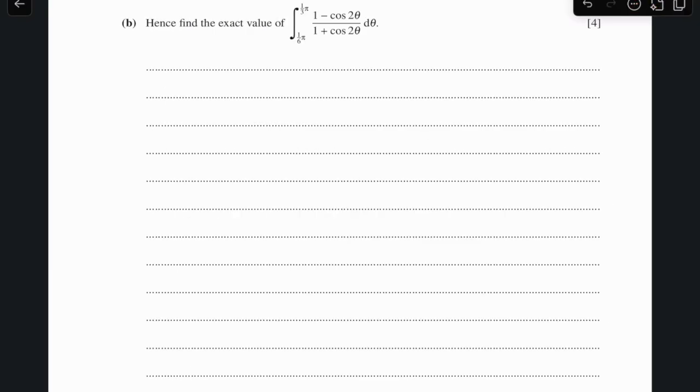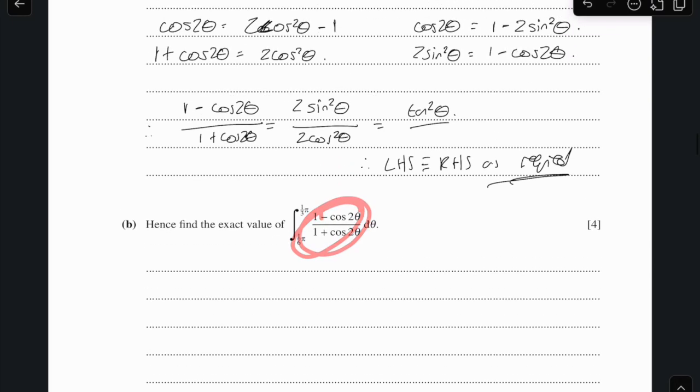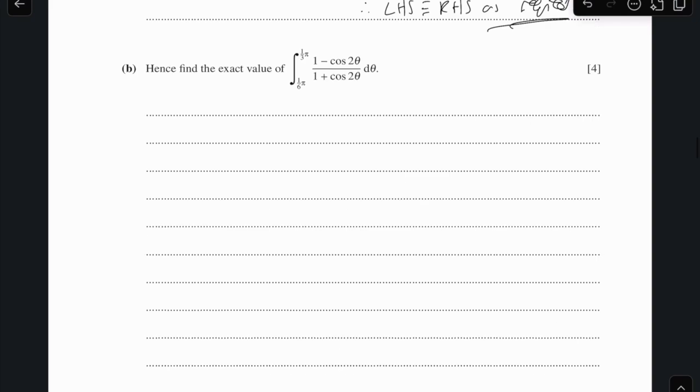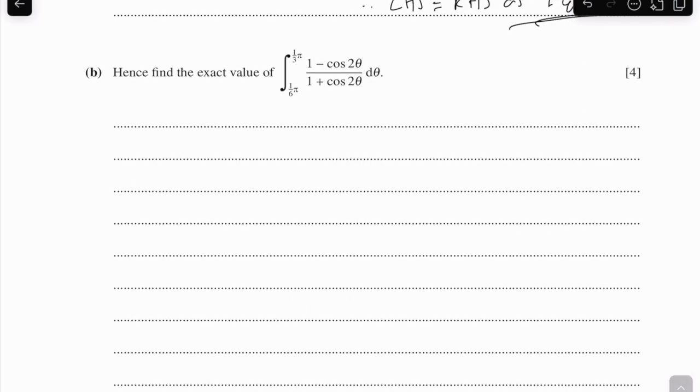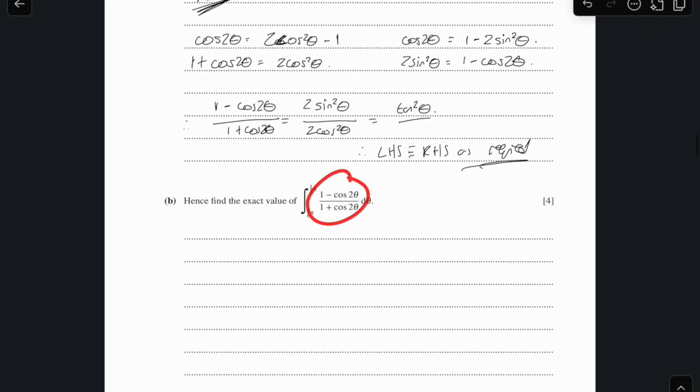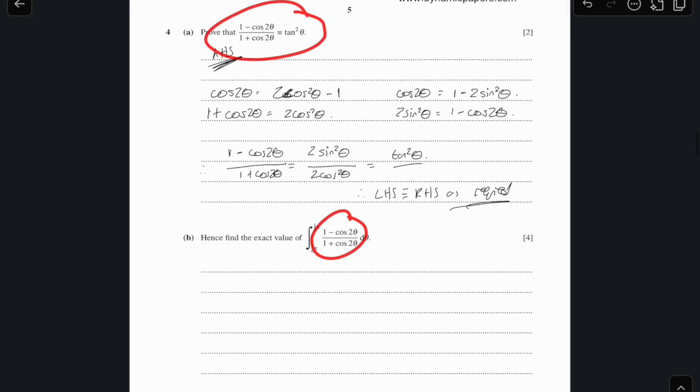Alright guys, so now what they've done is they've sprung an integral out on us, out of nowhere. Now, remember what this equals. We just proved that this is the same as tan squared theta, right? And just as a hint, obviously, we had to prove it, so you'd use this even if you weren't able to prove it.